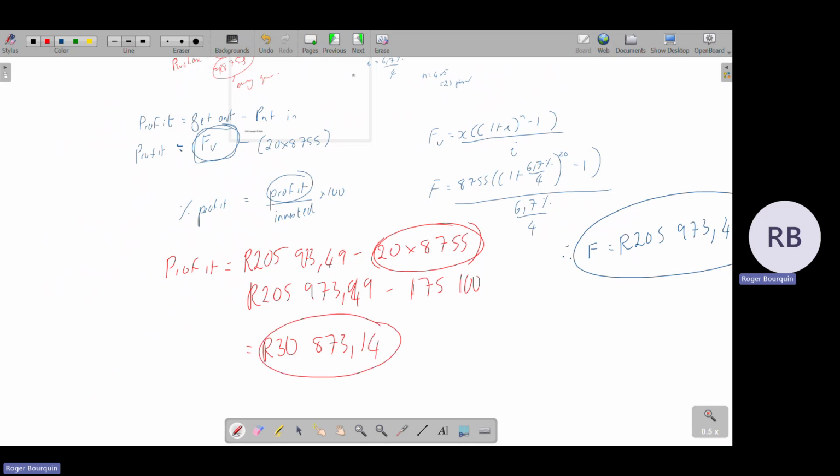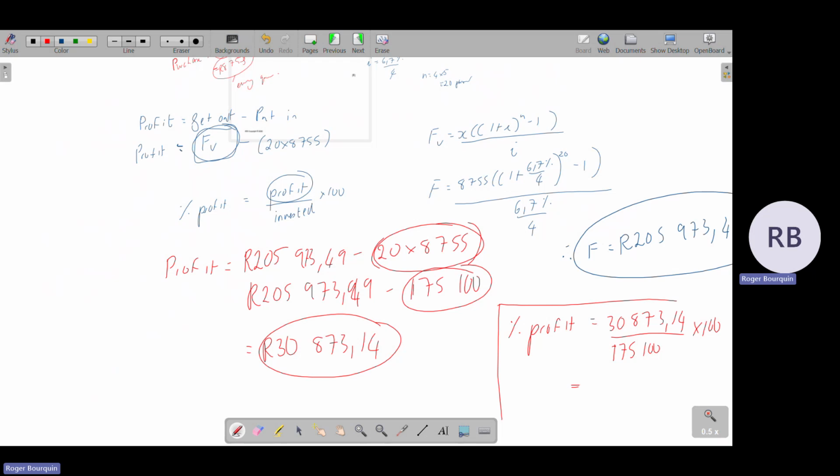Okay, are we happy with that? Did you all get that profit? Okay, we're not quite done. Are we happy with that profit, everyone? So now your percentage profit is going to be your profit over how much you invested, which is 175,100. She put in 20 times 8755, okay? Times by 100. And what did you get for that?